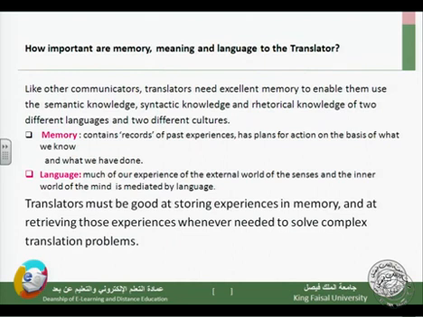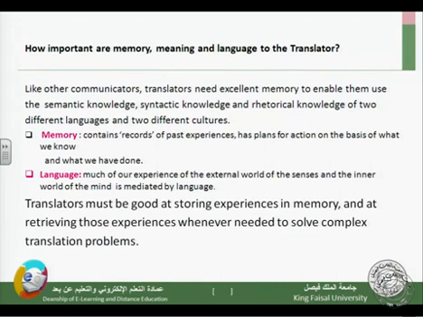Why? Because you will be using the syntax, the semantics, the rhetoric of two different languages. Not only that, two different cultures. So memory, what is memory? Memory contains records of past experiences and which has plans for action on the basis of what we know and what we have done.